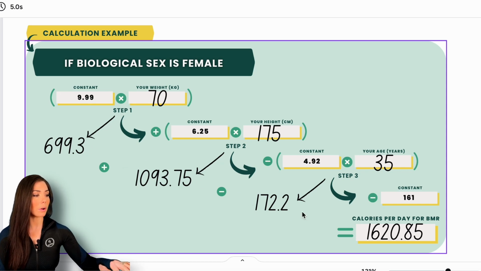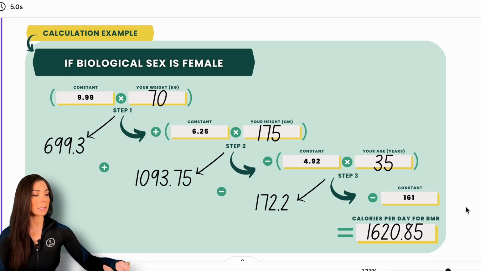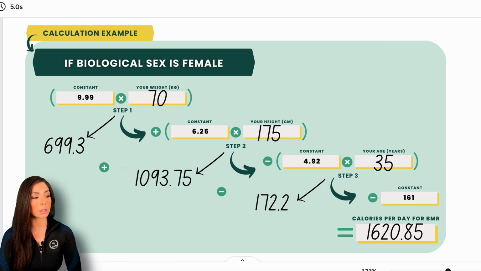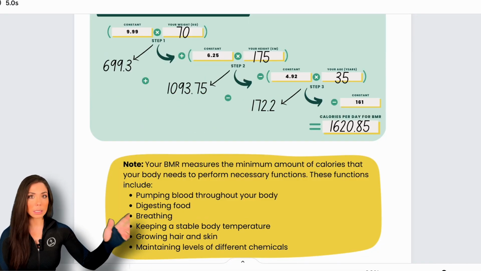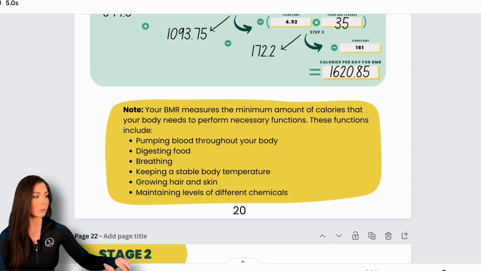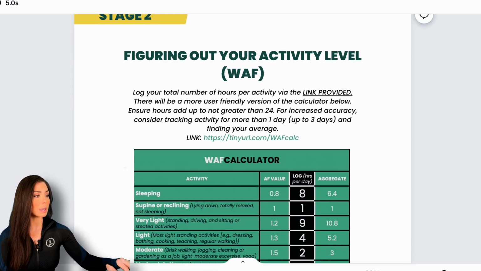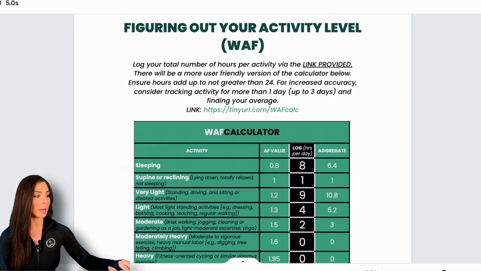So following it all out, this person has roughly 1,621 calories per day for their BMR, basal metabolic rate. So that's how you calculate it. There's obviously these notes you can read. It'll guide you along for everything. But stage 2 is calculating out your activity.